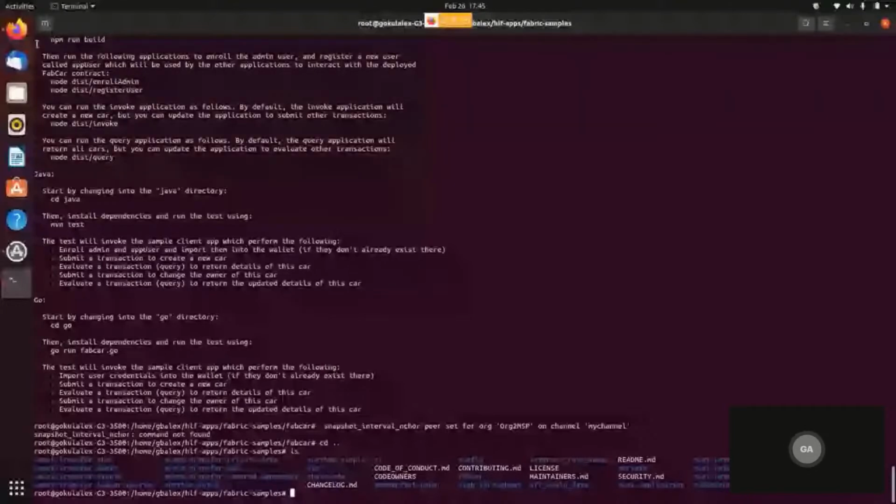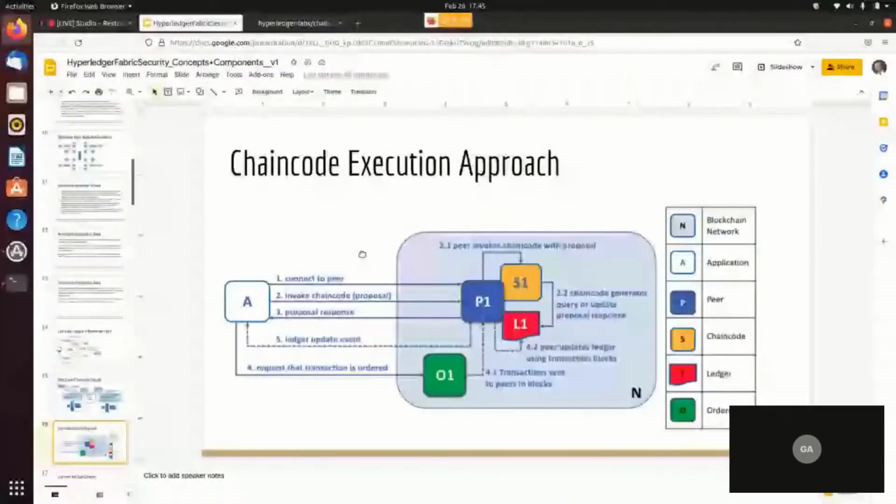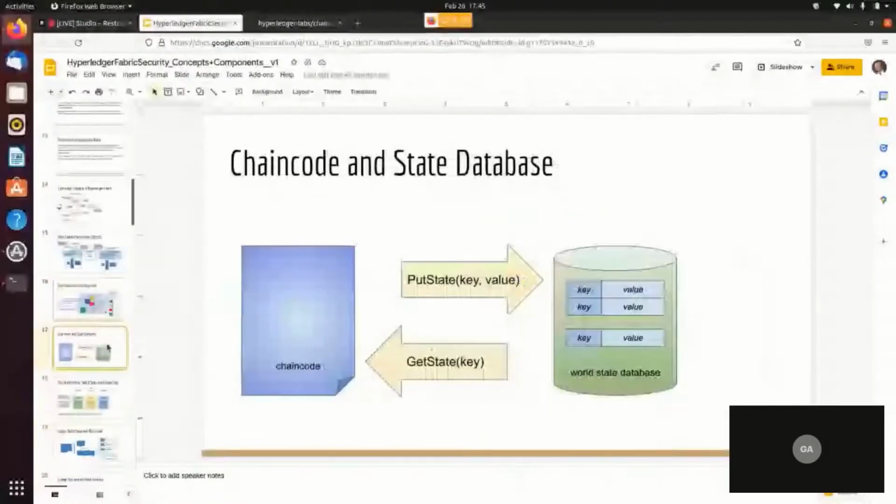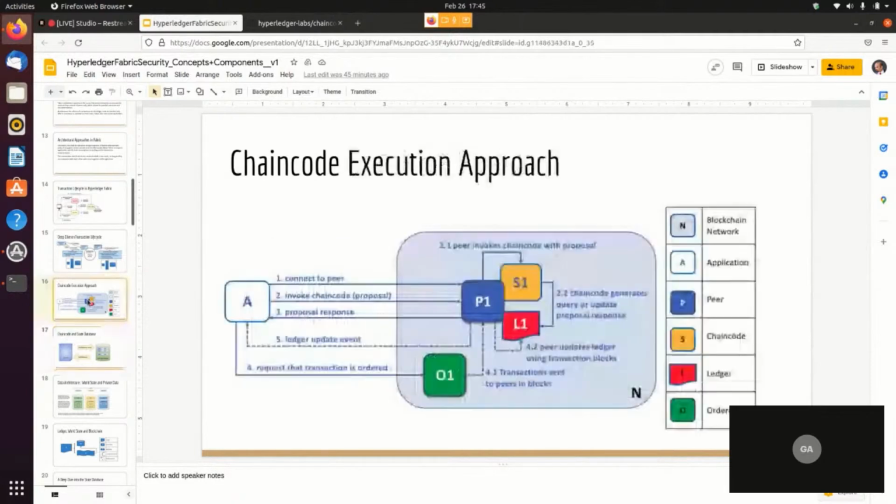Now let me come back to the presentation. So we are talking about the chain code here. I think I have some time constraints, so I'm moving a little faster here. So what happens to the chain code? Chain code, what you have seen, you can invoke a chain code, right? Chain code can put the data and get the data. These two functions are used very frequently when you're writing a chain code.